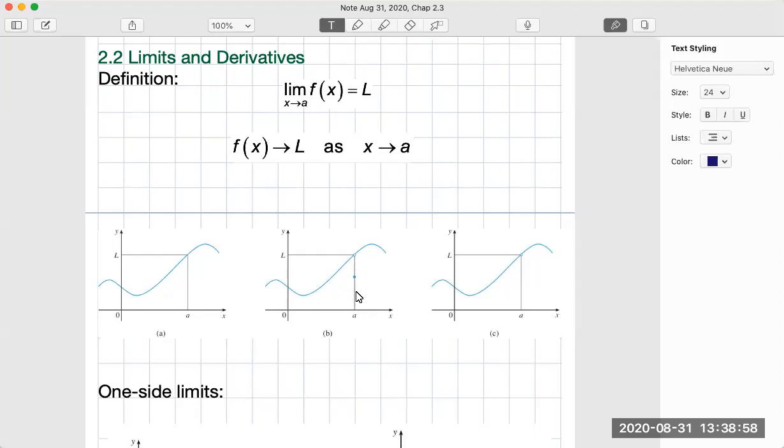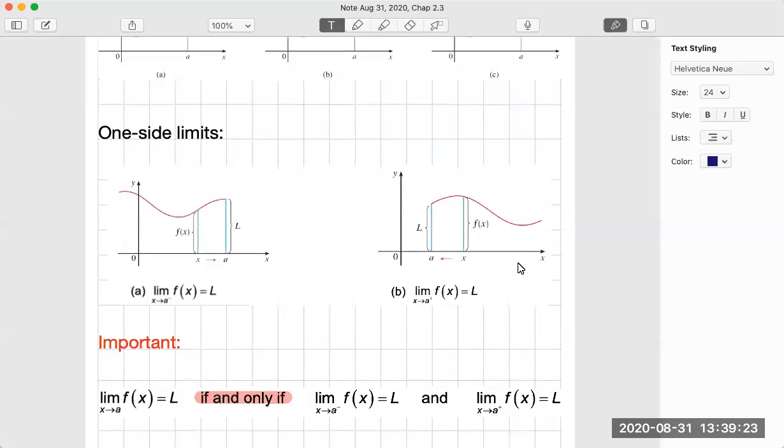For example, here, in the first picture, f at a is L, but in the second figure, f at a is a solid value right here. It's not L. Or in the third case, f is not defined at a. Okay, so this is the hole right here. So a one-sided limit means that x may approach from the left side of a or from the right side of a, right? Like in the figure on the left or on the right here.